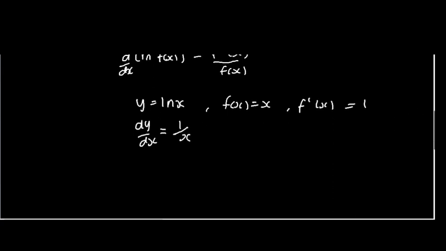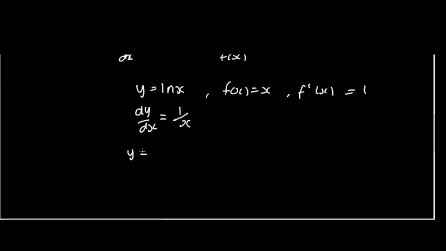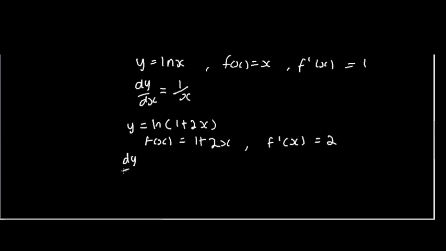Assume we have our function y equal to ln of 1 plus 2x. In this case, we have our f of x being equal to 1 plus 2x, and we shall have our f prime of x being equal to 2, because the 1 will give us a 0, and the 2x will give us a 2. So the dy dx of that is going to be 2 divided by 1 plus 2x.